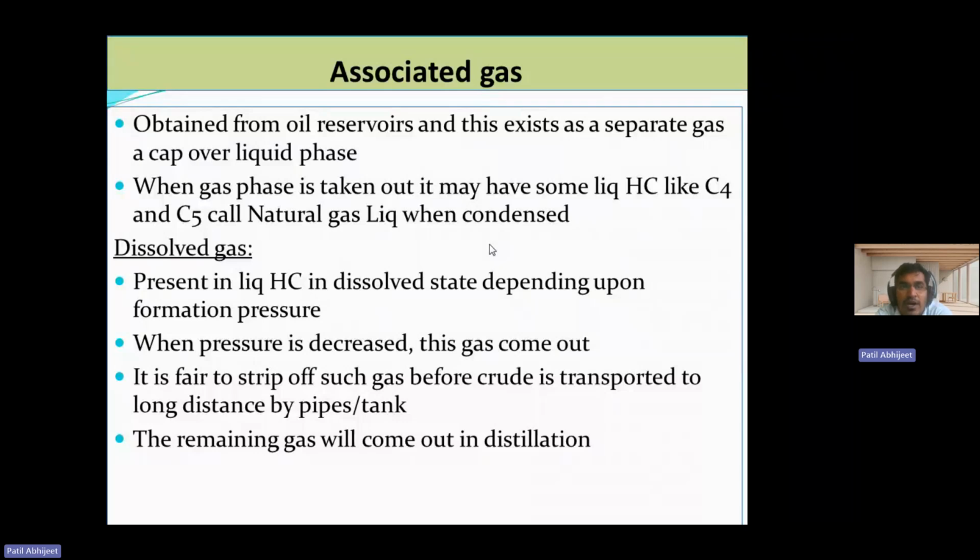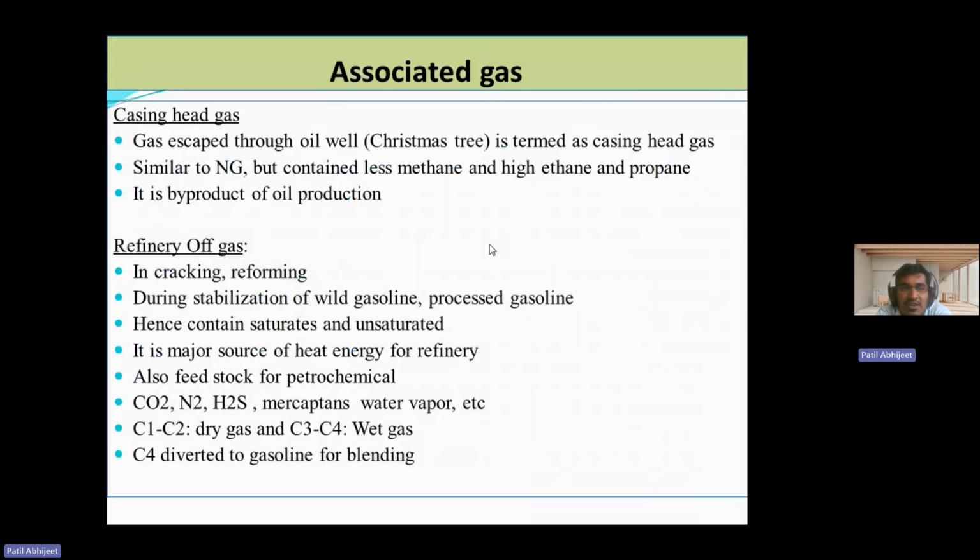Now we'll move ahead to the next gas, the casing head gas. Gas which escapes through the oil well is called casing head gas, or you can say that it escapes from the Christmas tree type of structure. Now this is similar to natural gas, but the amount of methane is very low and the amount of ethane and propane is very high, exactly opposite to natural gas.